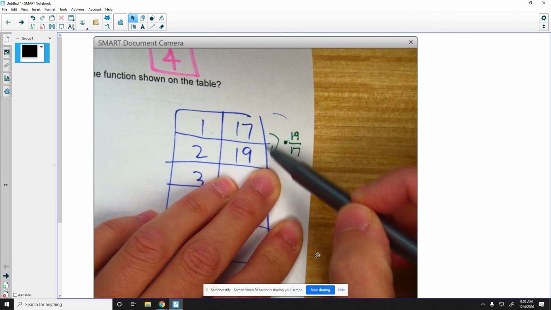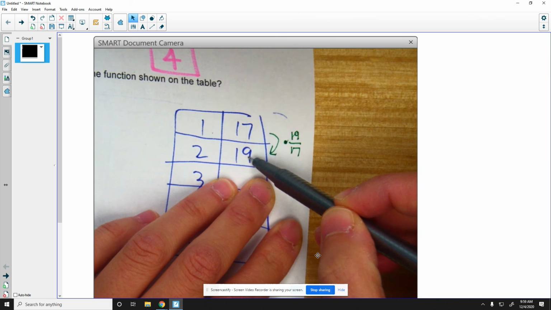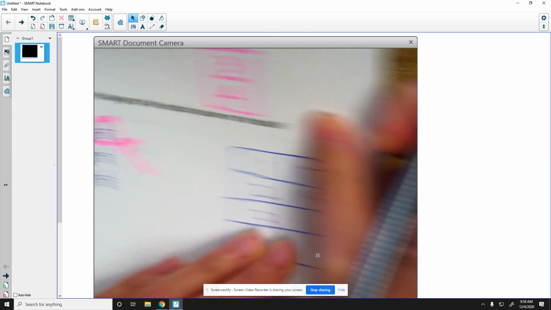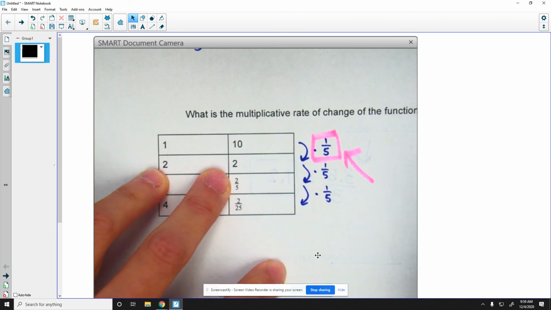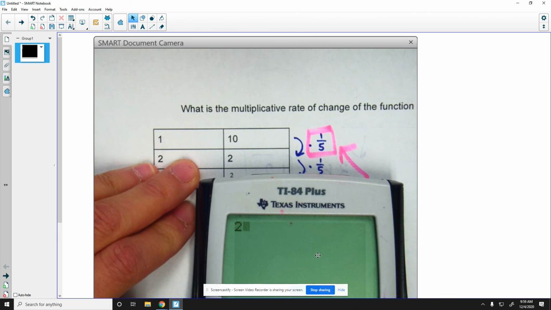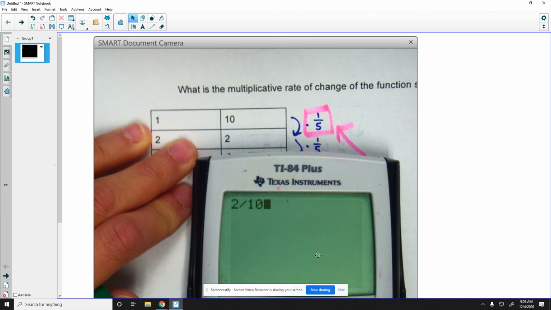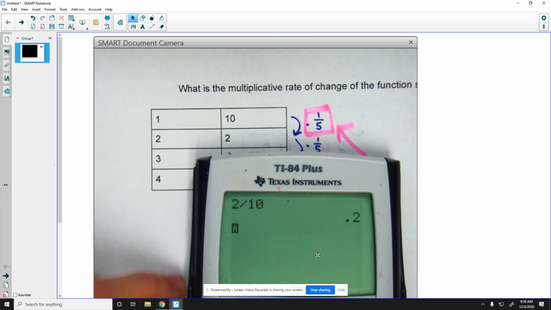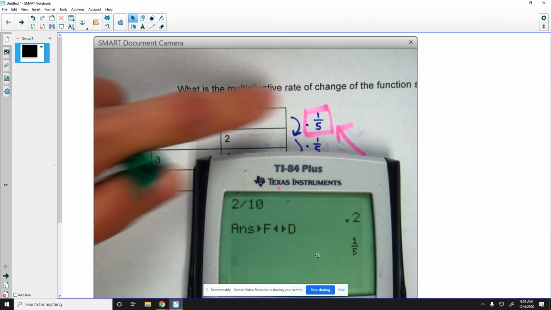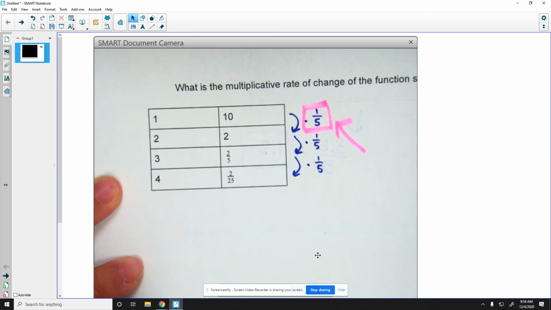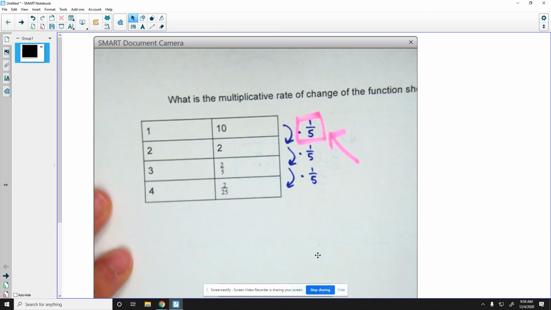Okay, so do you see how I can find the multiply pattern? You just divide the second number by the first number. So just like this one, if you didn't know that it was times 1/5, just divide your second number by your first number. 2 divided by 10, I get 0.2. And as a fraction, that is 1/5. So that's how I know that my answer is 1/5. Okay? All right, that is it.